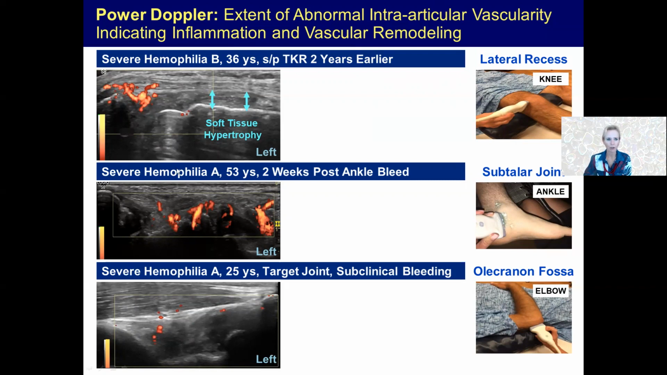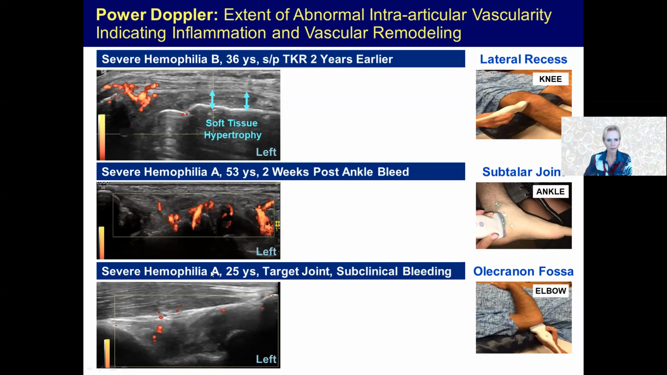The next patient is a severe hemophilia A patient. He is 43 years old and he is 2 weeks post an ankle bleed. And here we are imaging his subtalar joint space, and you can see this massive power Doppler signal and inflammation, indicating vascular remodeling and possibly facilitating rebleeding tendencies, since these vessels are quite fragile.